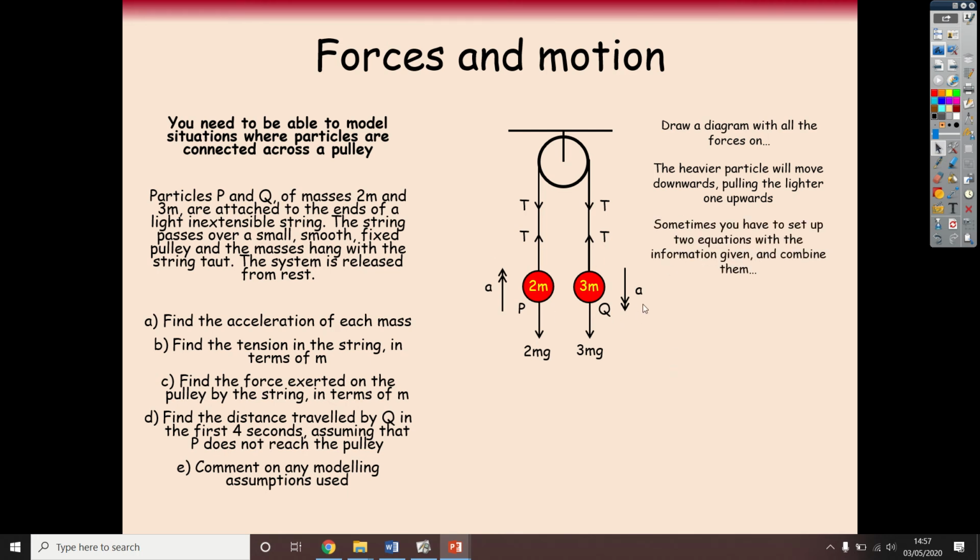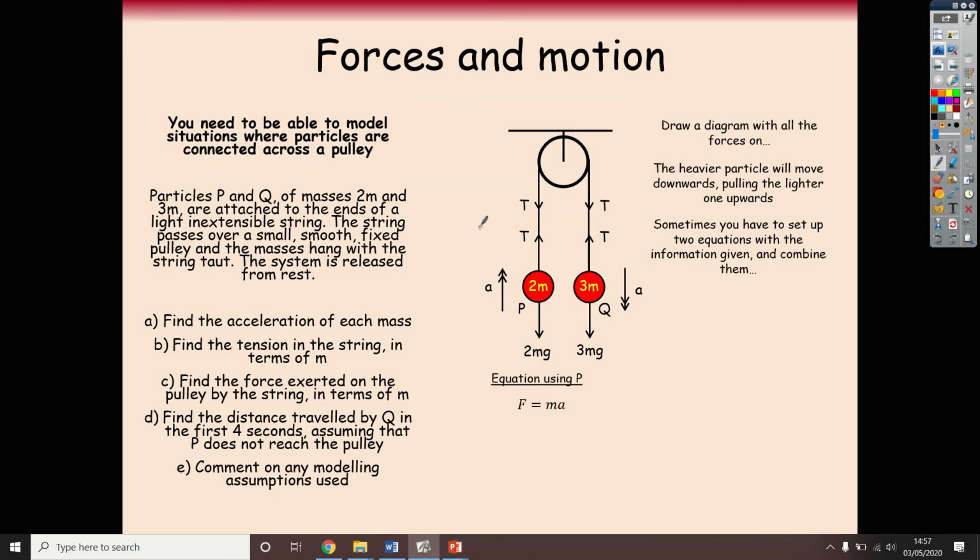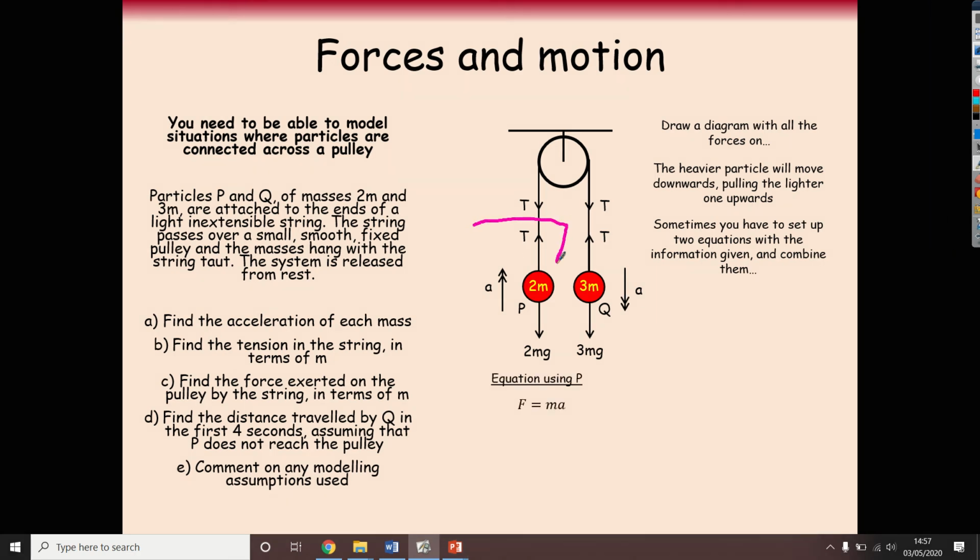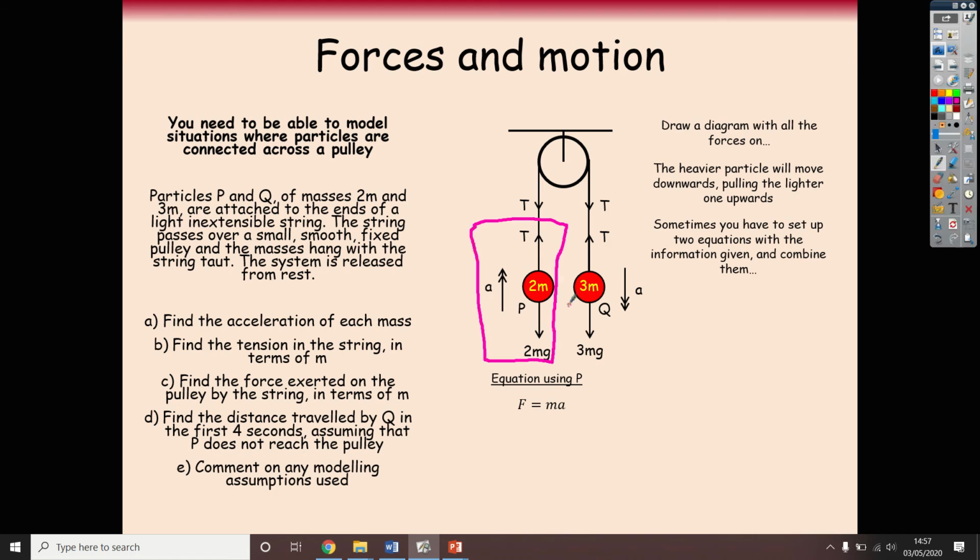Now, I can't treat this entire system as a whole because these accelerations aren't going in the same straight line. One's going up, one's going down. So we're going to look at our particles separately, and we're going to get some simultaneous equations going because we've got two different unknowns. So using P, we're looking at just this stuff. If I put a box around everything that's acting on P, that's where our equation is going to come from there. And when we come to do Q, it's going to be all of this stuff.